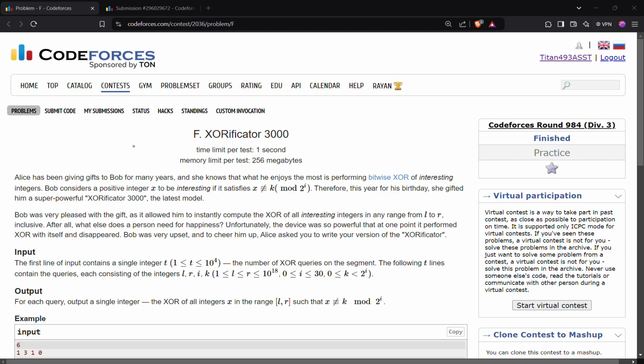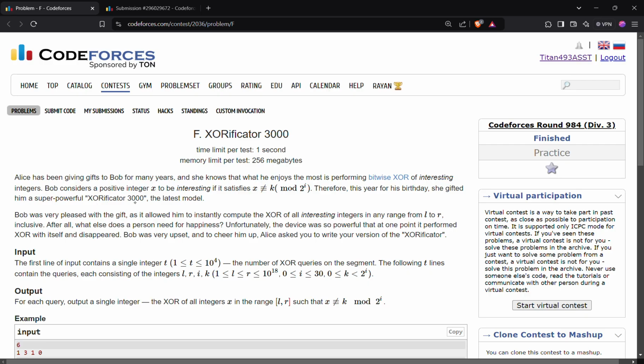So today we are going to solve this question called Xorificator 3000 from the recent Division 3 contest from Codeforces. The question goes like this: Alice has been giving gifts to Bob for many years and she knows that what he enjoys the most is performing bitwise XOR of interesting integers. An interesting integer is an integer such that when we take the remainder of that integer when divided by 2 to the power of i, that should not be equal to k. Such integers are called interesting integers.